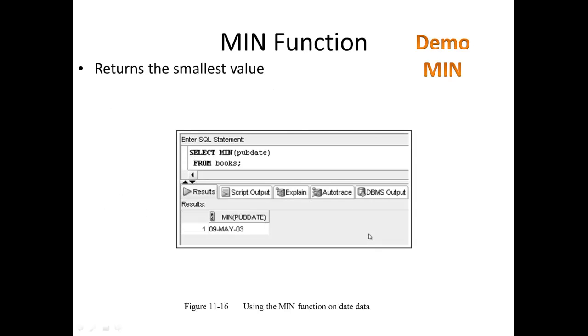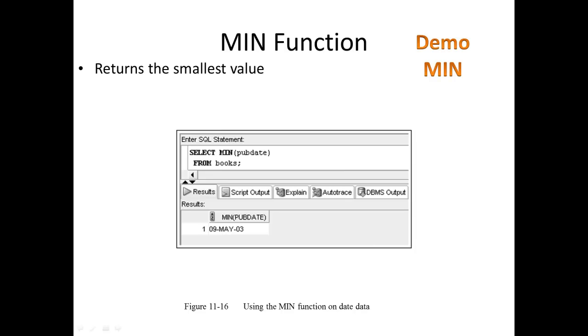Here's an example, again, from the textbook. The minimum function returns the smallest value. This is 11-16. SELECT MIN of the publication date FROM the books table. This one came back and said that May 3rd of '09 was the minimum date.